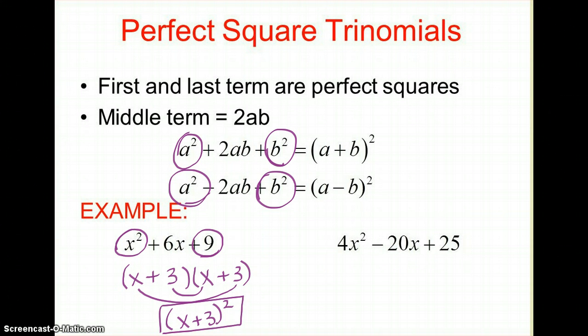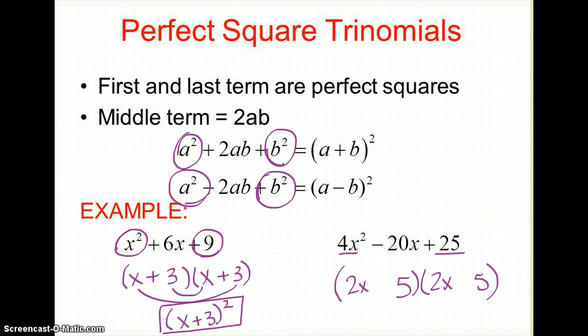So anytime you see a perfect square at the beginning of your trinomial and a perfect square at the end of your trinomial, you should probably try the perfect square trinomials and see if it factors that way first. Okay, same thing here. My question would be, is 4x squared and is 25 a perfect square? And the answer is yes. For 4x squared, I could use a 2x and a 2x, and for the 25, I can use a 5 and a 5.